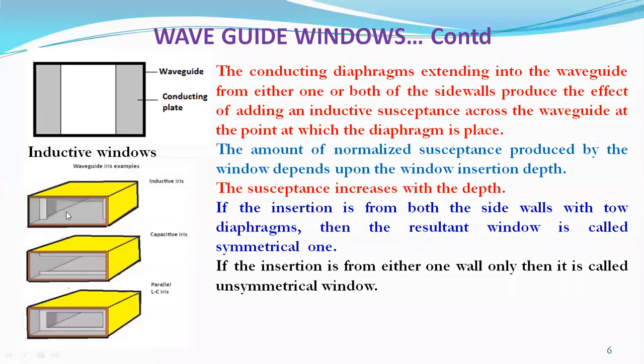In the inductive window, the conductive plates are fixed on the vertical line. This is the broader side, and this is the smaller side of the rectangular waveguide. Now see this diagram. Here I am fixing two conductive plates. These conductive plates exhibit the capacitance effect in the rectangular waveguide.